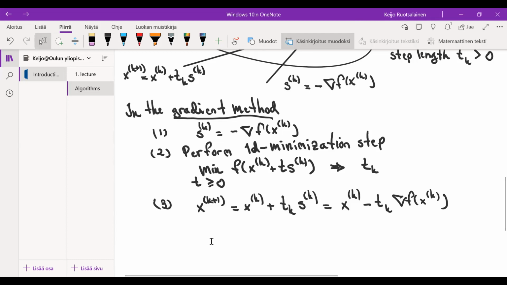So this is the simplest way of doing. So how do we do the 1D minimization? But it's complicated. Okay.